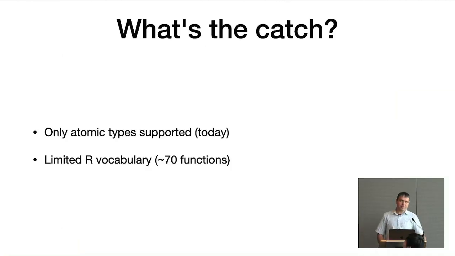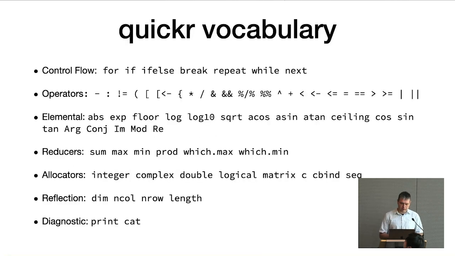The catch is this doesn't work for all of R. This works on a subset of R, and it only works with atomic types today. So the vocabulary is about 70 verbs that are supported. Here it is in broad strokes. It's roughly all the control flow operators, all the binary operators, all the vectorized math operators, and the math reduction operators. You have your allocators, some reflection functions, and some diagnostics. About 70 symbols. I expect this to grow over time, but this is where we are today.